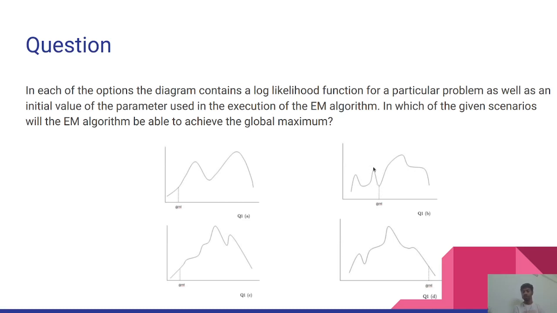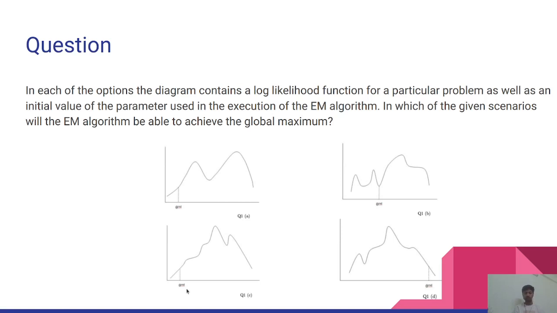Okay, so yes, it is possible that we will be able to reach this, but it is not guaranteed. From here we have two choices, left and right. If we choose left, then we will not be able to reach here. So this is not really a correct option, because we cannot guarantee that we will reach here. You have two options here and only one of them goes to the global maximum.